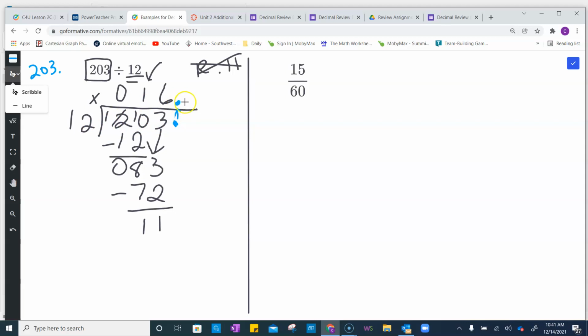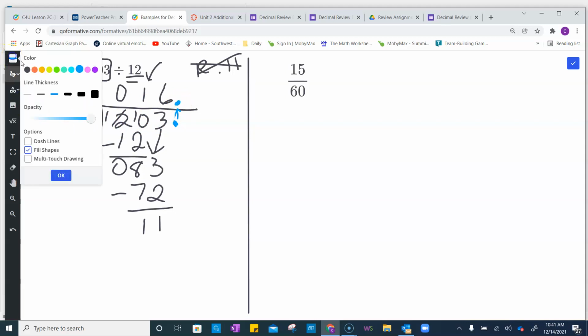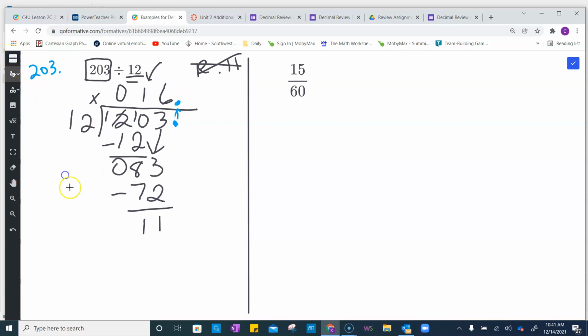Our answer is 16 point something. Got to figure out what the point something is now. Once I put that decimal in place, so I still have 203, I'm going to add a 0 to the end of the number. It makes the number longer, but does not change its value, so it's legal to put it in there. Now we need to figure out how many times 12 goes into 110.